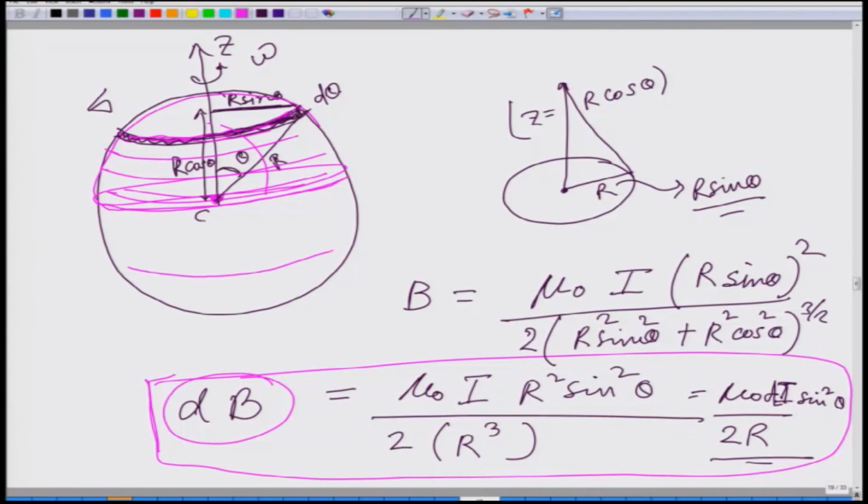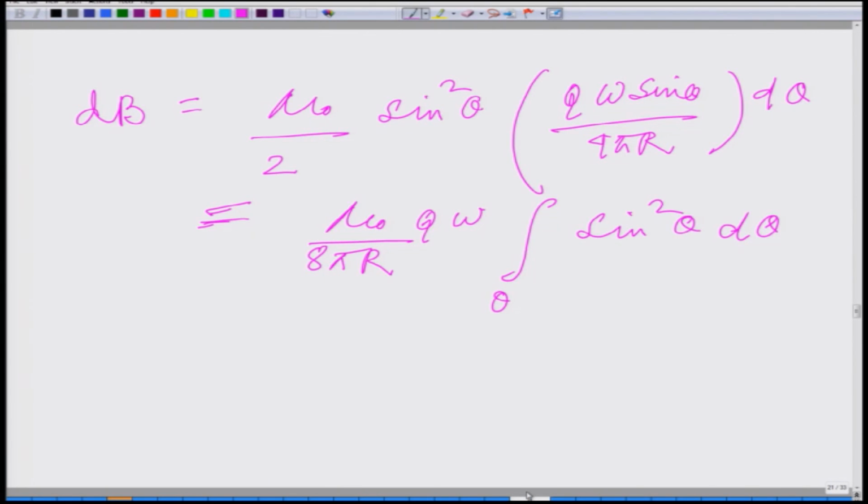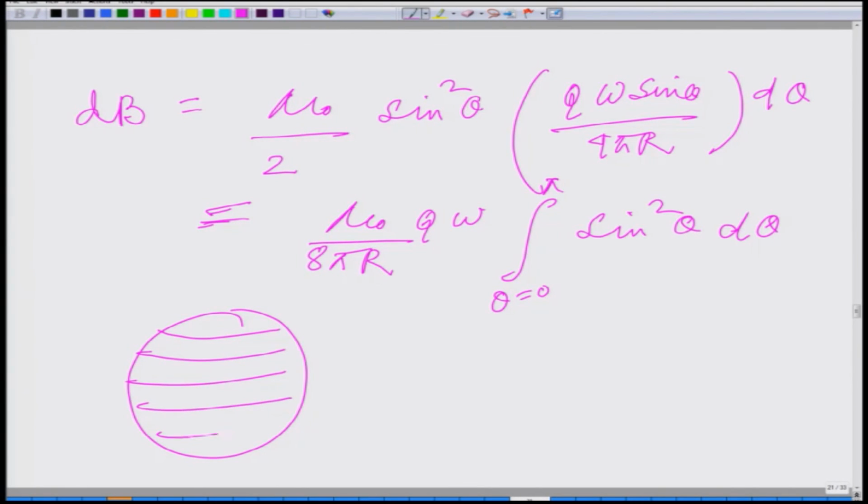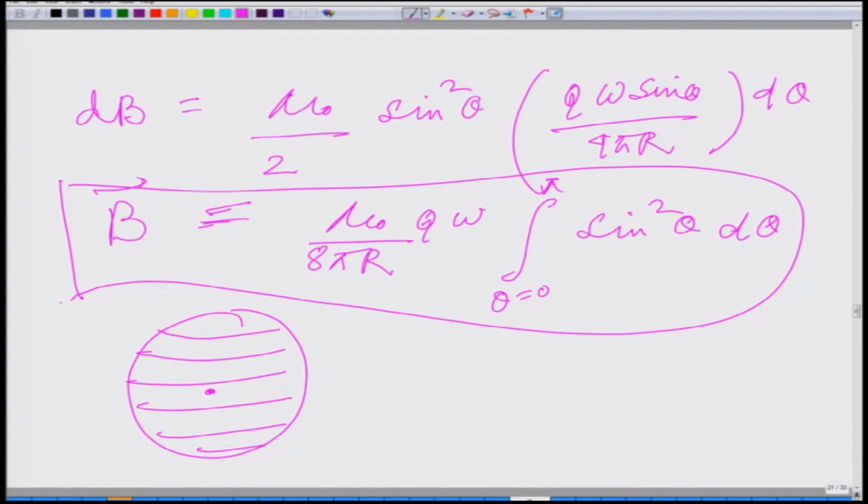But there are rings in the lower half. So, if you take that into account, you have to take the limit of theta to be 0 to pi. When you take the limit of theta from 0 to pi, you consider all such rings that are contributing to the magnetic field at the center. So, when I integrate this, it will give me the magnetic field at the center of the spherical shell. This is how we implement the idea of example 5.6, where we learned how to find the magnetic field at a height z above the circular loop, to find the magnetic field at the center of a spherical shell.